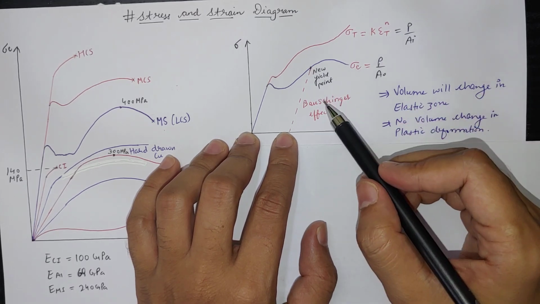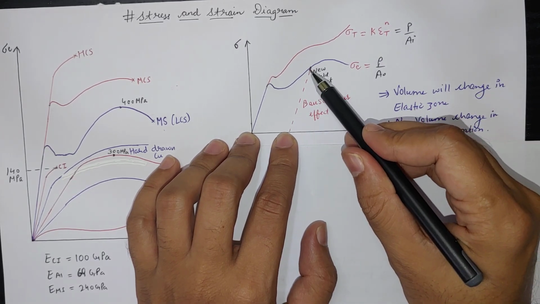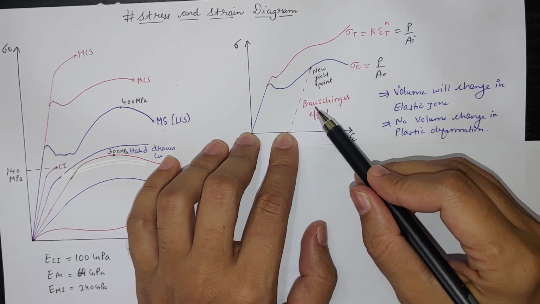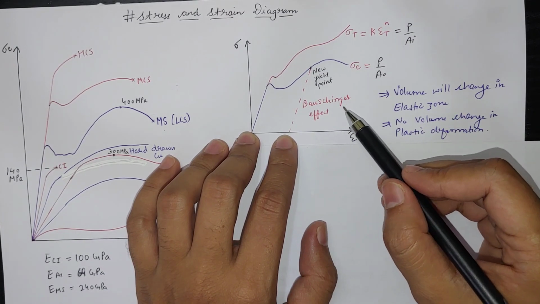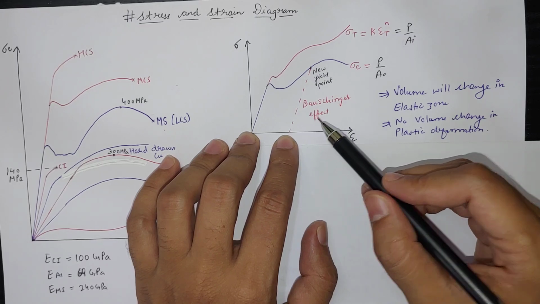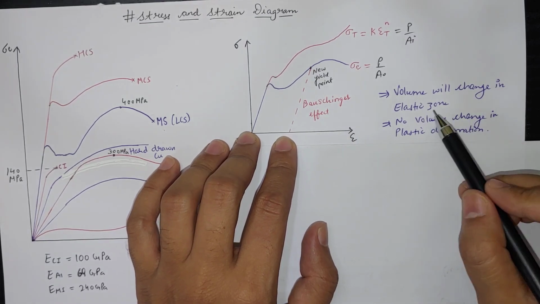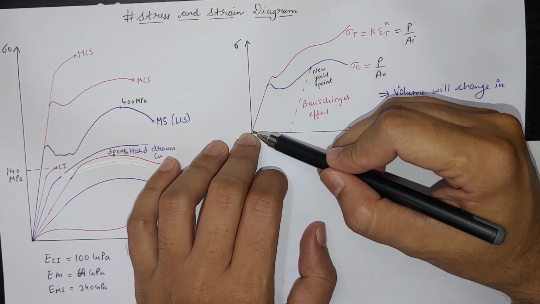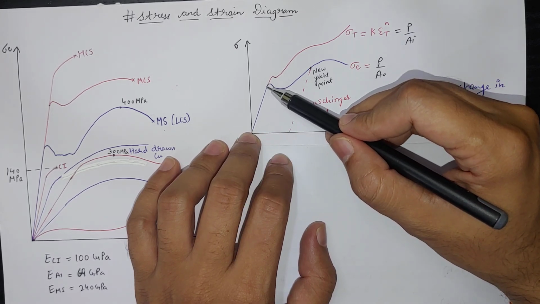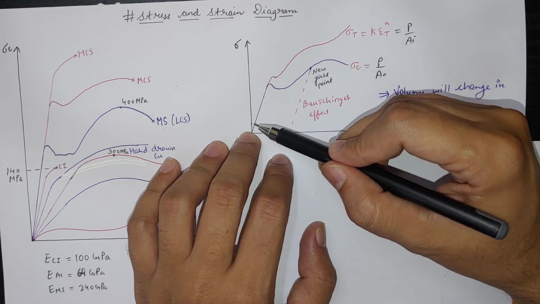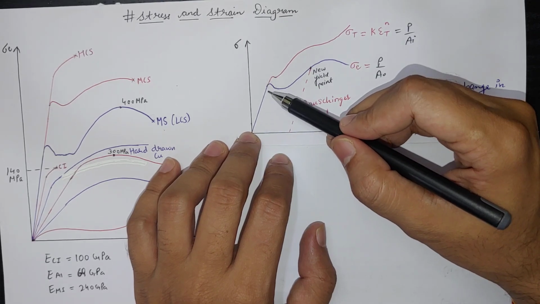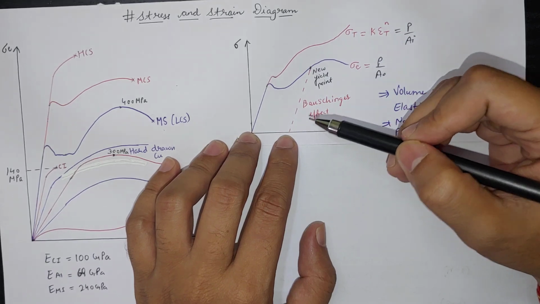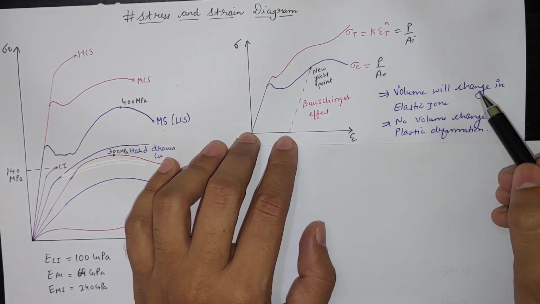And now if we load it, its yield point will be this, this is a new yield point. This is called the Bauschinger effect, and it comes at a cost of compressive strength. Now if you see, volume will change in the elastic zone, because there is no permanent breaking of bonds at a molecular or atomic level. So whatever we are stretching the material in the elastic zone, it will have volume change.